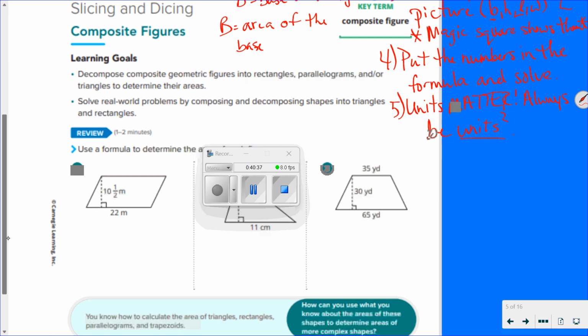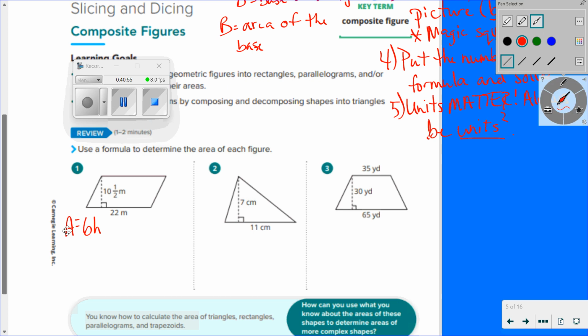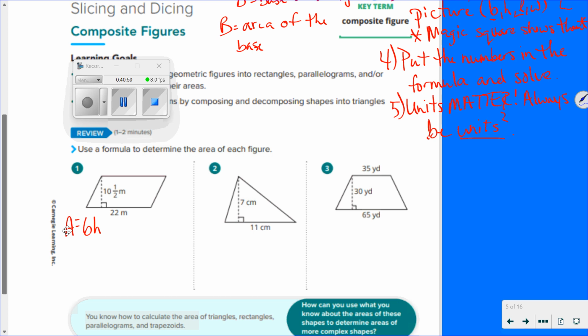Now let's look at them. We're just going to go through the steps. Step 1, what is my first figure? Something other than these two. A parallelogram. That tells me what I need for my formula. So I write my base formula. Area equals BH, or base times height. Next, step 2, step 3, I start identifying them in my figure.